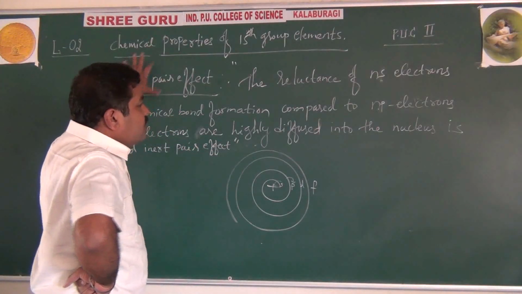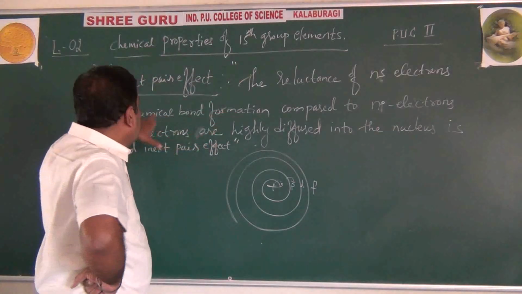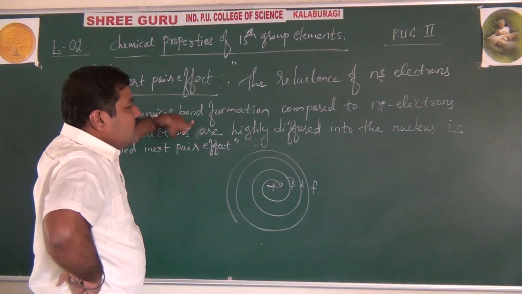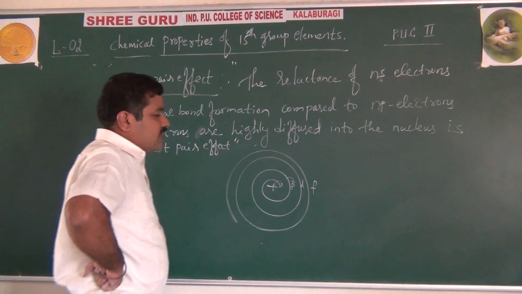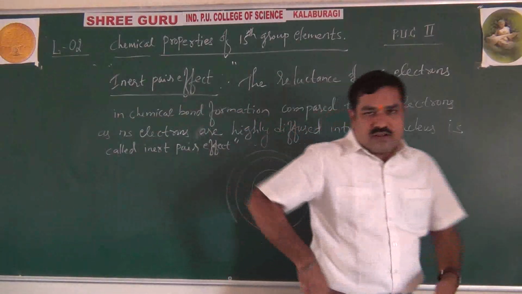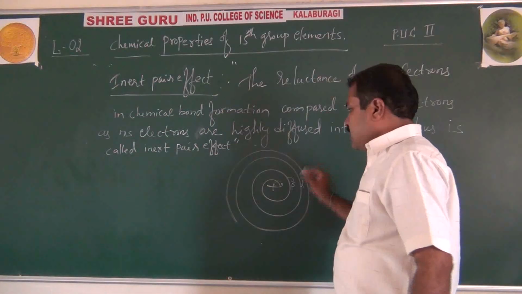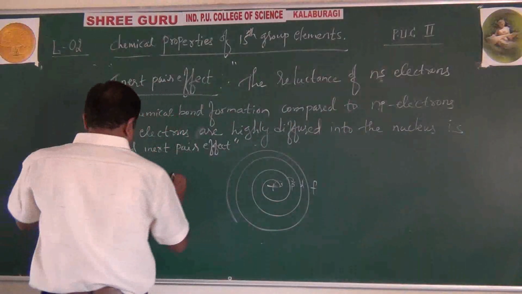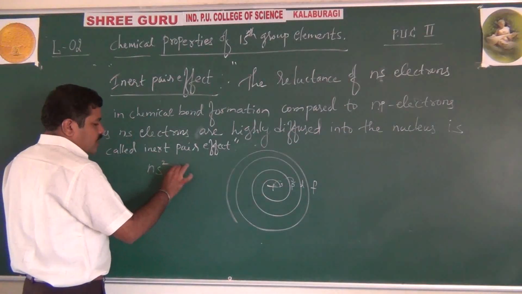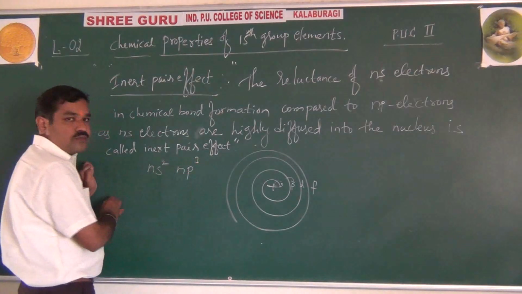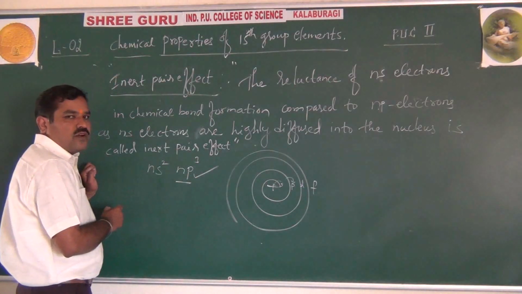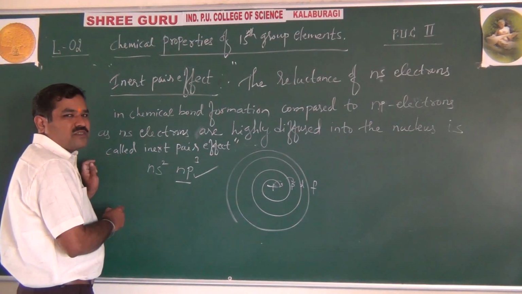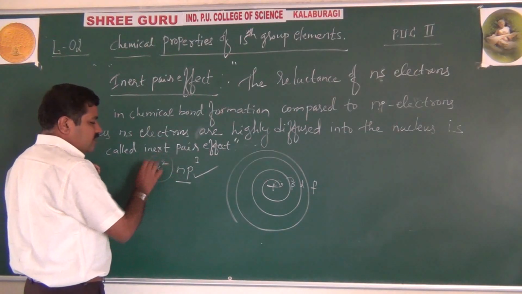The reluctance of ns electrons in chemical bond formation compared to np electrons, as ns electrons are highly diffused into the nucleus. That means the general electronic configuration of these 15 group elements is ns2 np3, so only the np3 electrons they can use. Therefore, the +3 oxidation state becomes stable, but not ns.